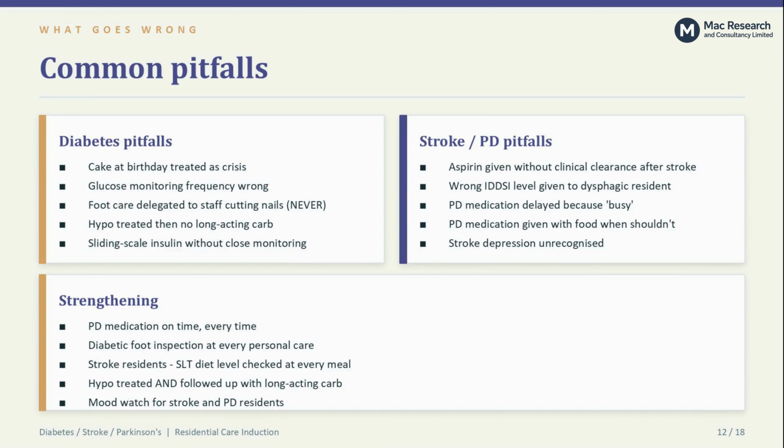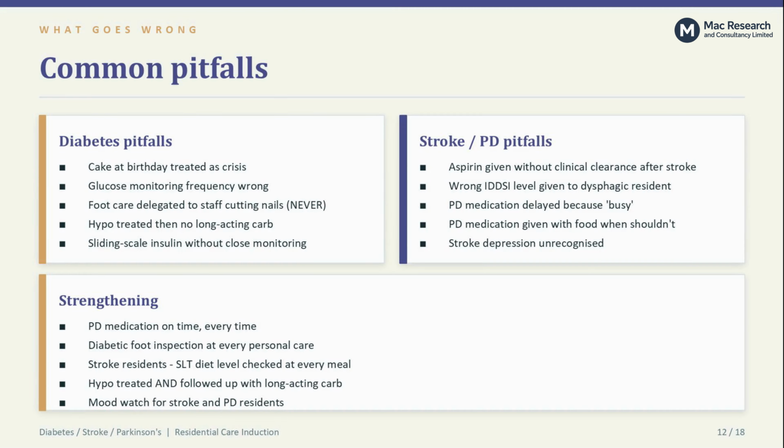Stroke and PD. Aspirin given without clinical clearance after suspected stroke, which is dangerous because the type of stroke matters. Wrong IDDSI level given to a dysphagic resident, causing aspiration. PD medication delayed because the round is busy, which causes the resident hours of suffering. PD medication given with food when the prescription says away from protein, because protein interferes with levodopa absorption. Stroke-related depression unrecognized and untreated.